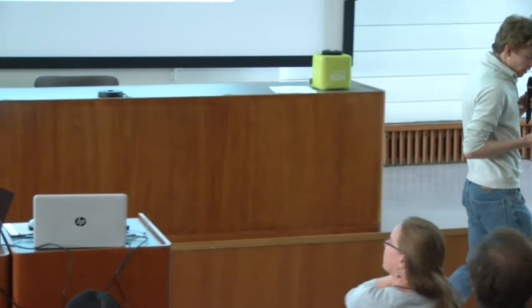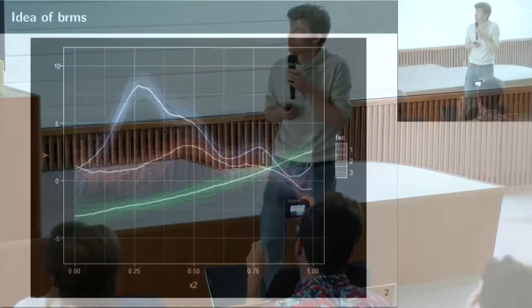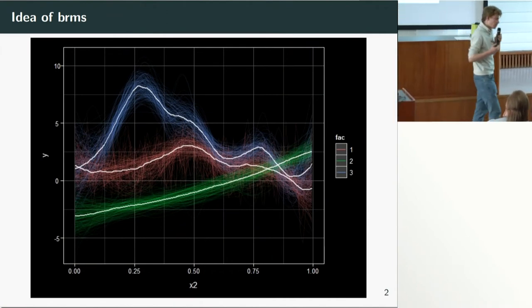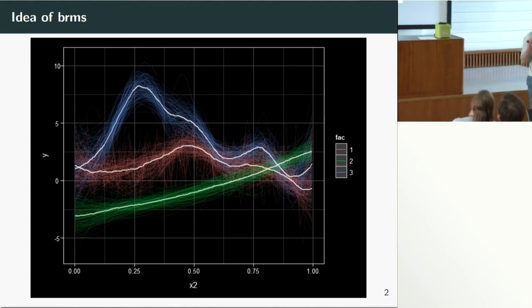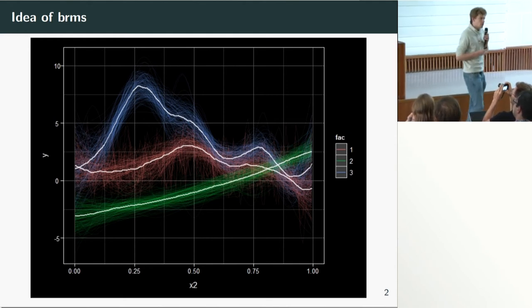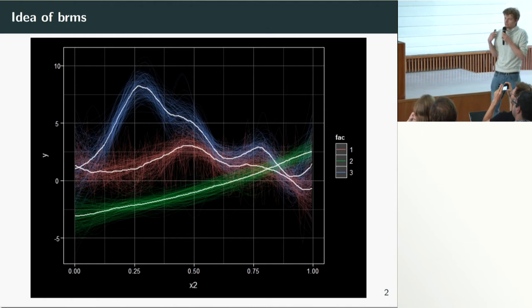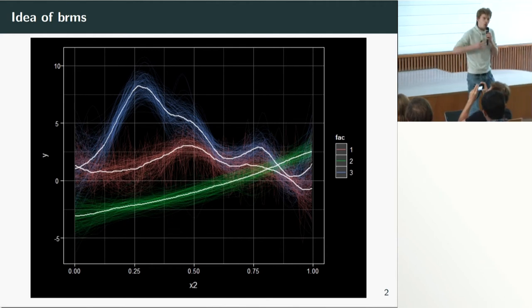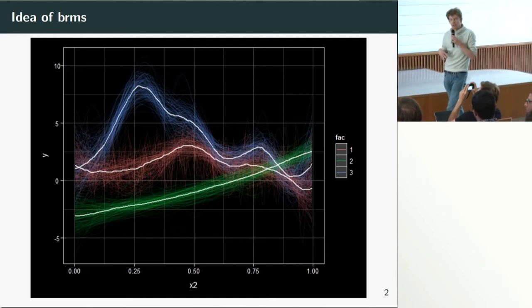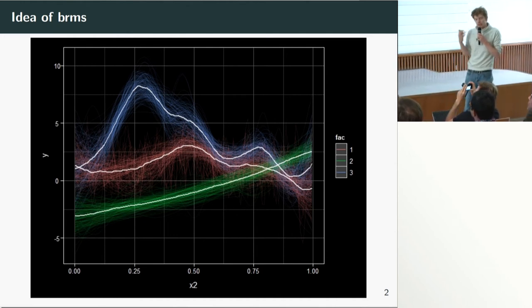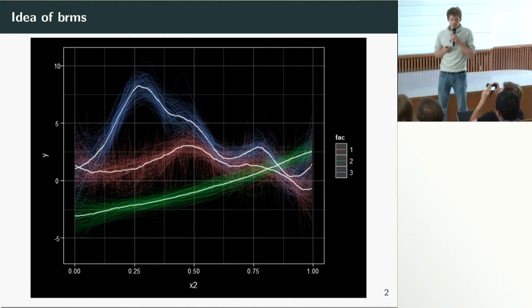So today I want to talk about custom response distribution in BRMS. And BRMS is an R package of mine, more or less my baby. The idea of BRMS is to have one great framework for all kinds of regression modeling, using Stan behind the scenes to make everything work in a Bayesian framework and make it efficient. And I want to push the boundaries of what can be done within R and within R formula syntax in terms of flexibility. And one thing to push the boundaries even further is something I want to talk about today.